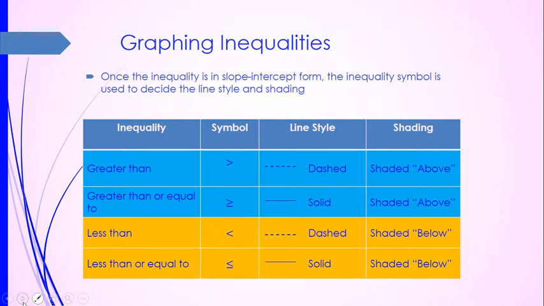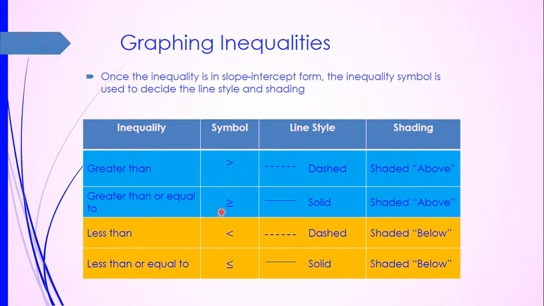So here we can see that whenever an inequality is greater, whether it's greater than or equal to, I wrote that the shading is above, and we'll talk more about what that means later. Whenever the inequality symbol is a strict inequality, meaning greater than or less than without the equal with it, the line style or the border line is going to be dashed. Whenever we have the or equal with it, doesn't matter if it's greater than or equal to or less than or equal to, the border line is going to be solid.